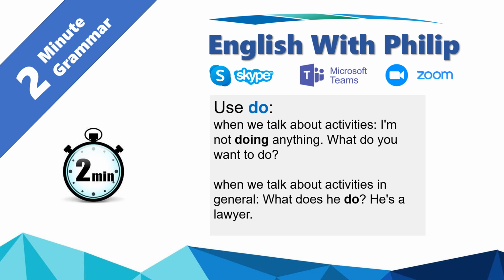Let's move on to how we use do. We use do when we talk about activities. I'm not doing anything. What do you want to do? When we talk about activities in general, we also use do. For example, what does he do? He's a lawyer.